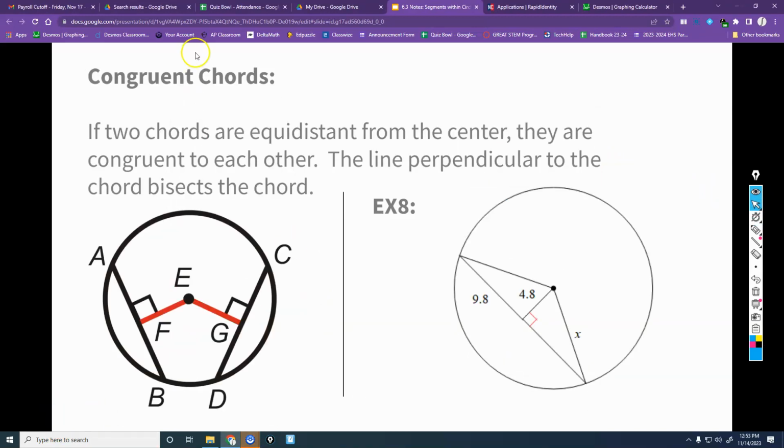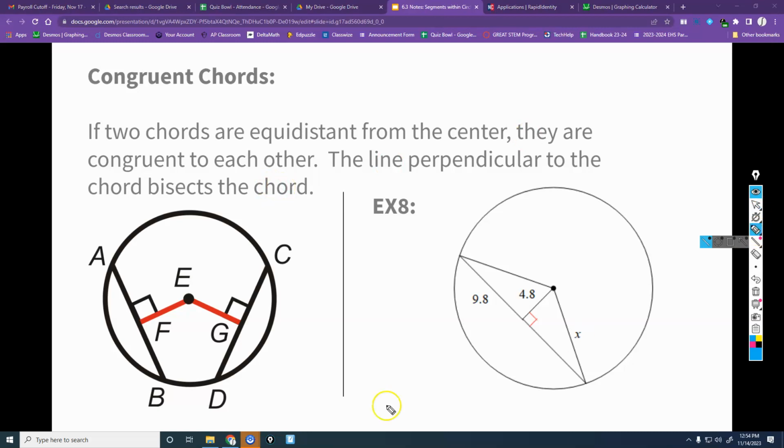All right, so congruent chords. If two chords are equidistant from the center, they are congruent to each other. The line perpendicular to the chord bisects the chord. So some things that we must know here.